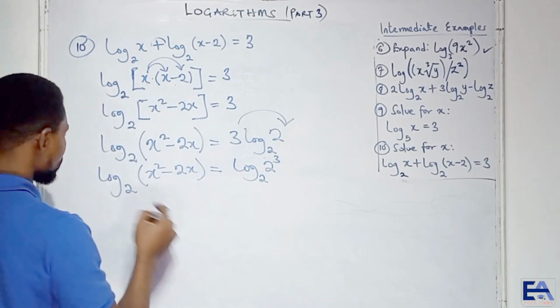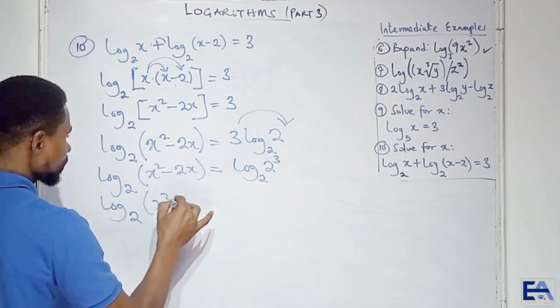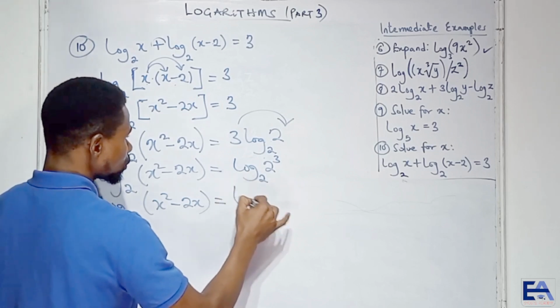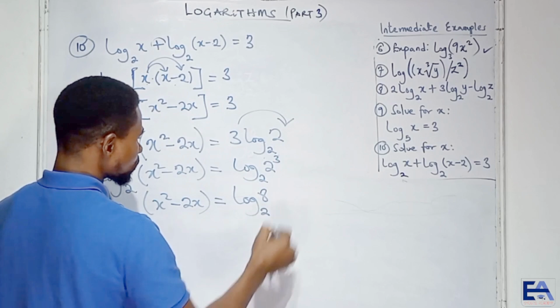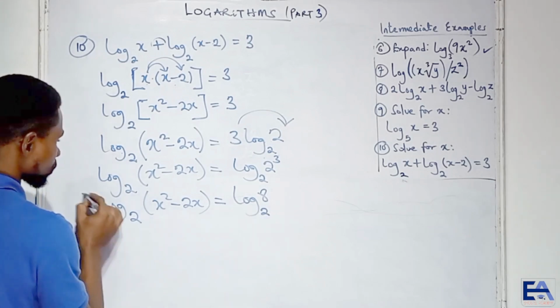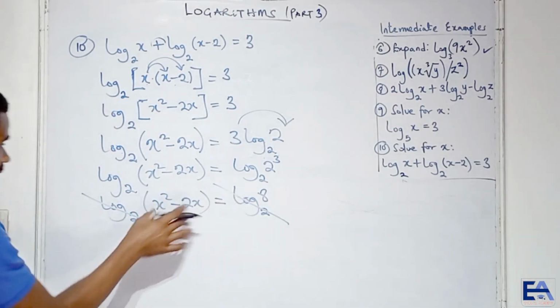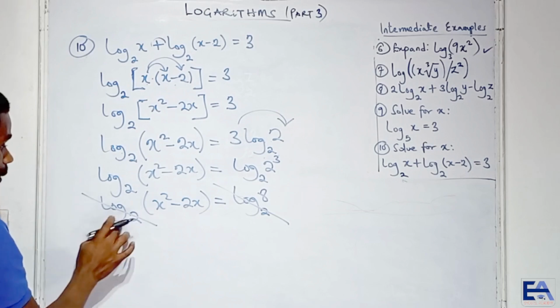All right, so you have log of x squared minus 2x to base 2 is equal to logarithm of 2 raised to power 3, which is 8, to base 2. Okay, now we have logarithm to base 2 on both sides, so they can cancel out. Since all of these things are inside a bracket, it's not as if they are separate. If they were separate, you may not be able to get rid of it.